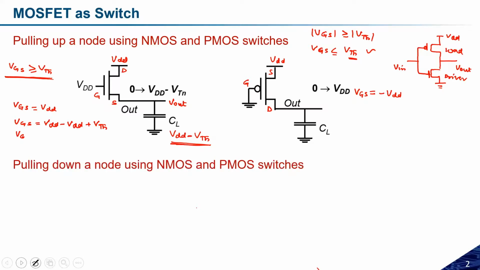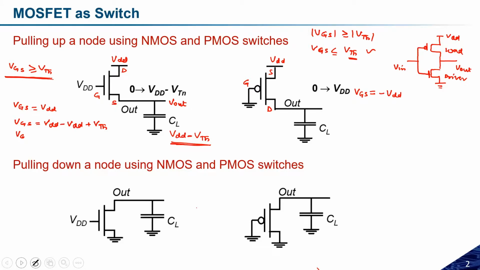Now let us talk about the other possibility. If I have already charged the output voltage and I want to discharge it, pulling it down, it can be done either via the NMOS transistor or the PMOS transistor. So let us try to see what the situations are and how it can act. Here I have the two possible combinations. One is based on the PMOS transistor and another one is based on the NMOS transistor. Let us try to understand how it is working.